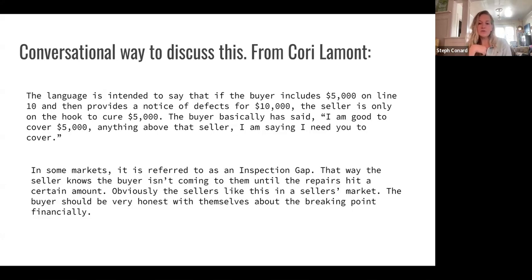In some markets, it's referred to as the inspection gap. So you might hear this term being interchanged. That way, the seller knows the buyer isn't coming to them until the repairs hit a certain amount. Obviously, sellers like this in a seller's market. The buyer should be very honest with themselves about the breaking point financially. So yes, these are all conversations that you're going to be discussing with the buyer as you write the offer.